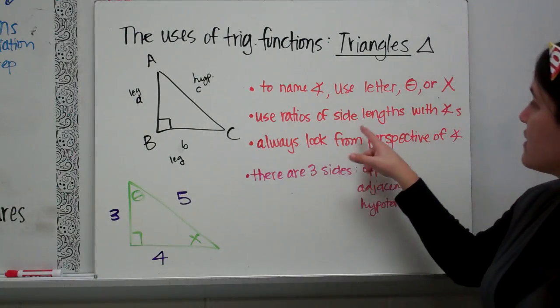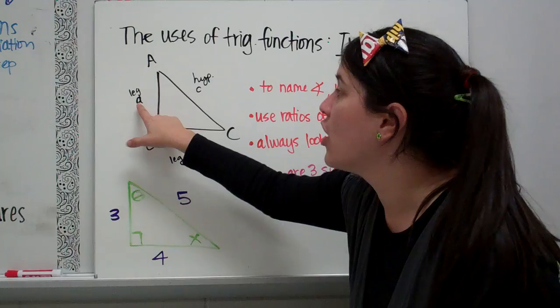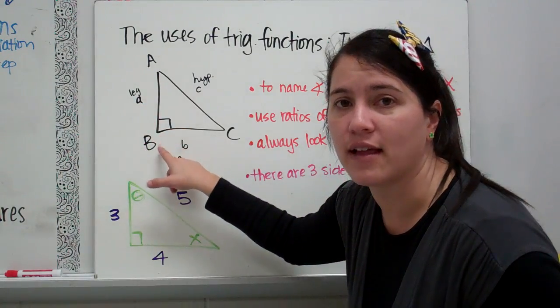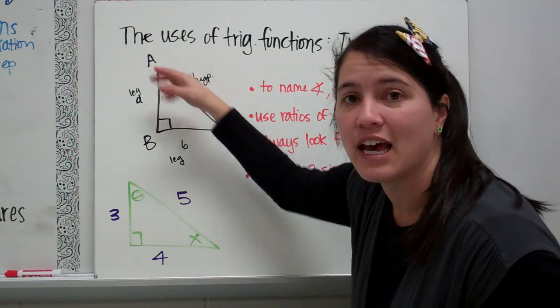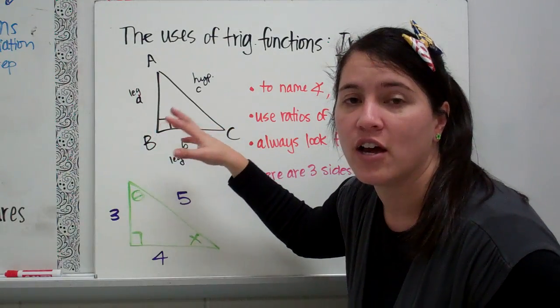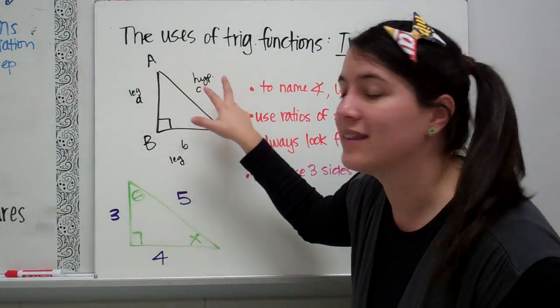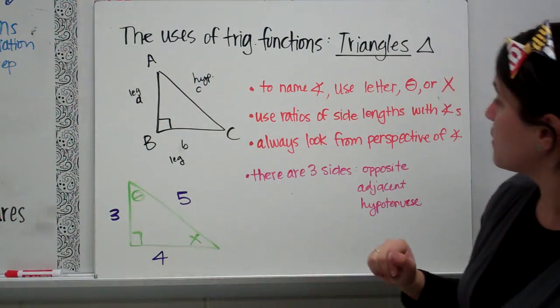The ratios of side lengths with the angles. And so that's the whole purpose. We're going to use these ratios of side lengths. We have leg A, leg B, and hypotenuse C. The hypotenuse is always the longest side. A and B are always the shorter sides. So we're going to end up setting up ratios using our legs and hypotenuse.